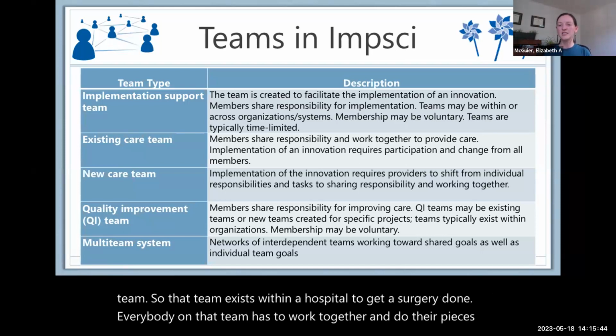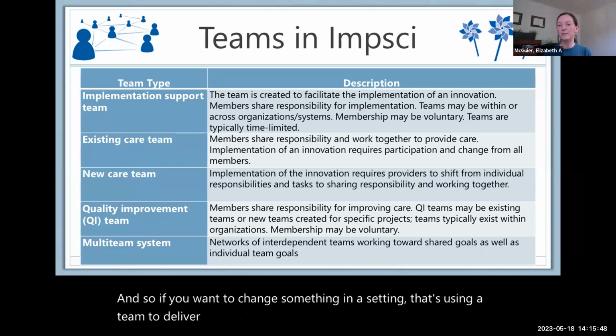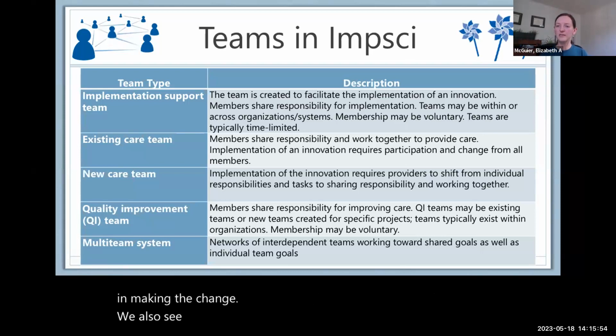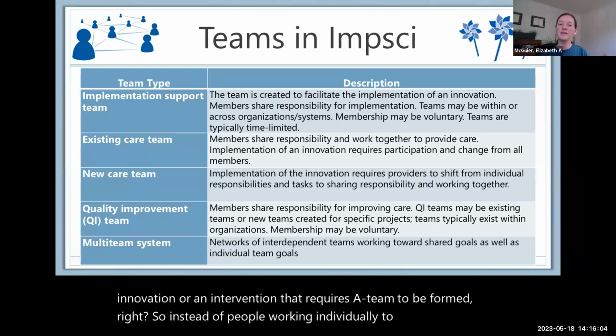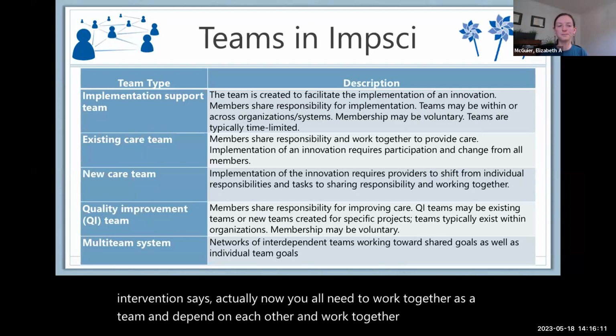And so if you want to change something in a setting that's using a team to deliver care, you need everybody on that team to participate in making the change. We also see new care teams. So this would be when we have an innovation or an intervention that requires a team to be formed, right? So instead of people working individually to provide care, the intervention says, actually, now you all need to work together as a team and depend on each other and work together in this different way.